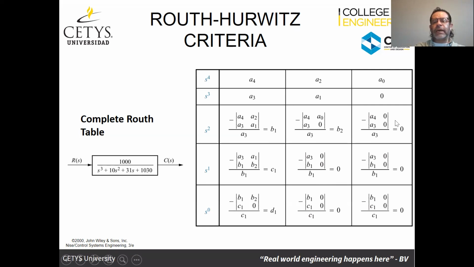Usually the table that we fill out is going to end up having a diagonal of zeros at some point. Lastly, once we do the tabulation, we're going to focus on the first column of values. The number of sign changes that we have in the first column, from positive to negative or from negative to positive, is going to tell us how many poles are on the right-hand side of the S-plane. And therefore, it's going to give us an indication of stability.